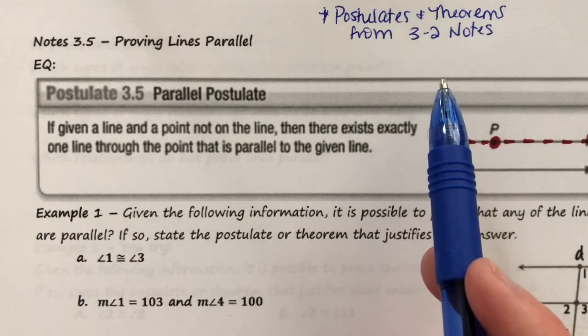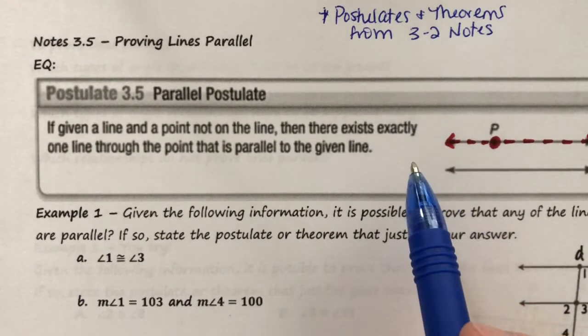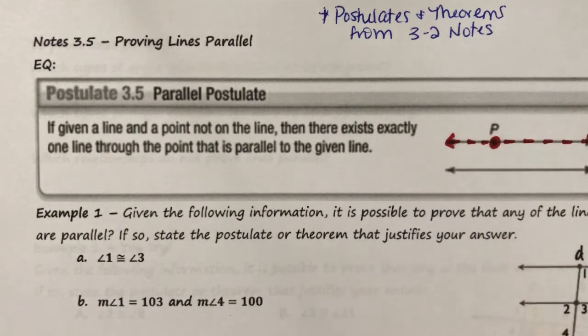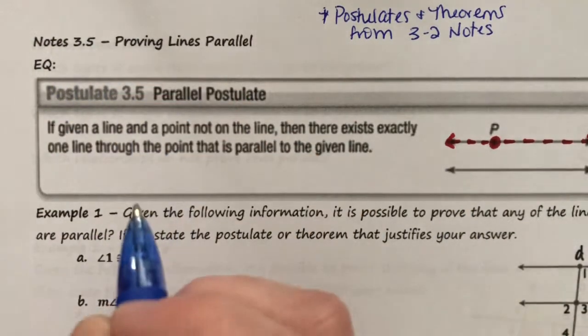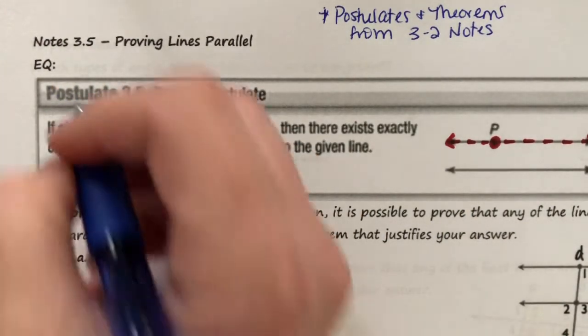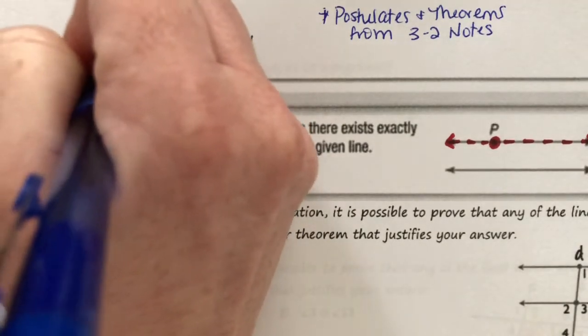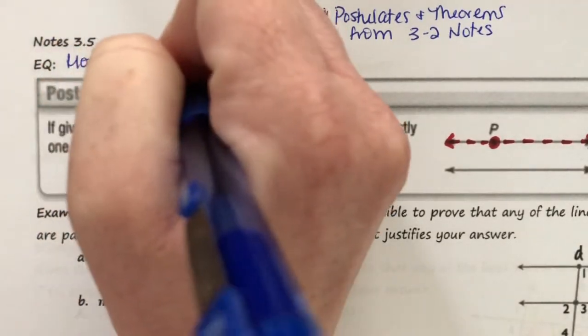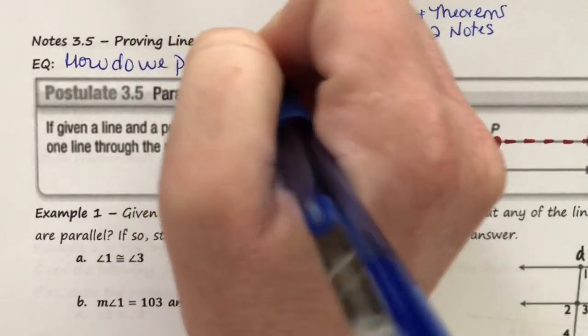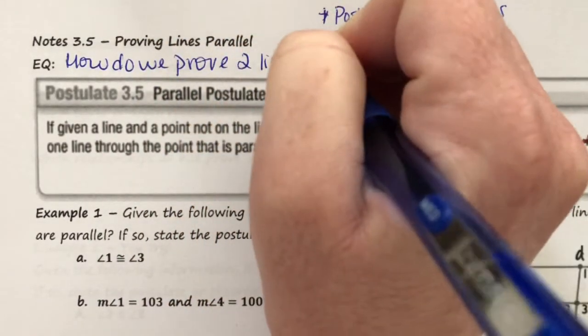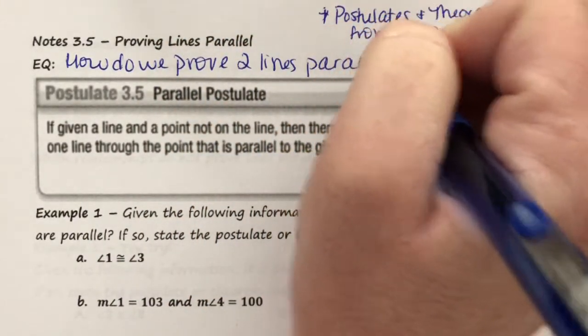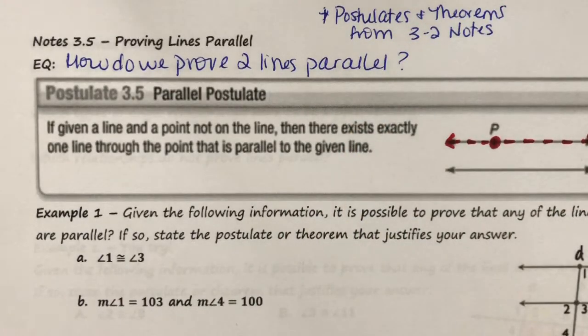Specifically, we are focused on the converse postulates and theorems, and I'll get to that in just a second. So our essential question is, how do we prove that two lines are parallel? How do we prove two lines are parallel?